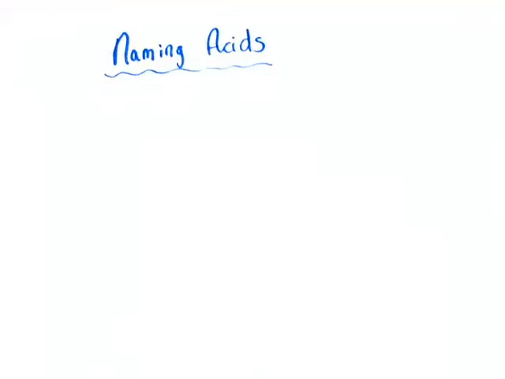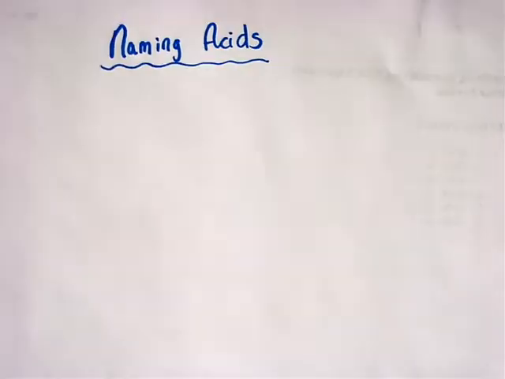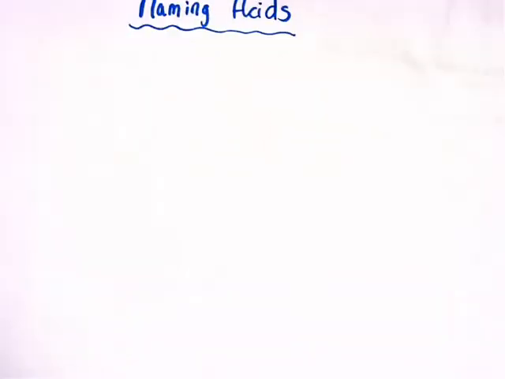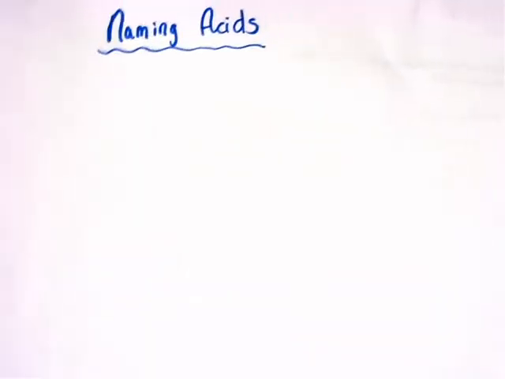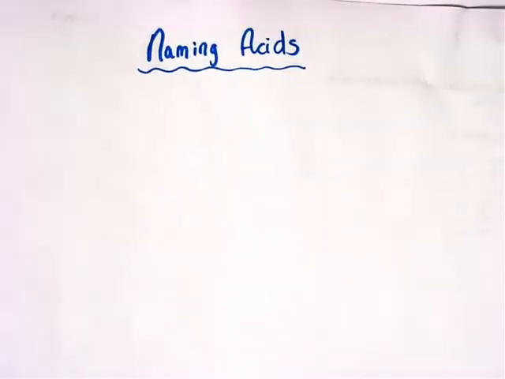So these last items that we need to name are a group of compounds called the acids. So, naming acids. Now, about these groups called the acids, we see that they have a couple of common features.